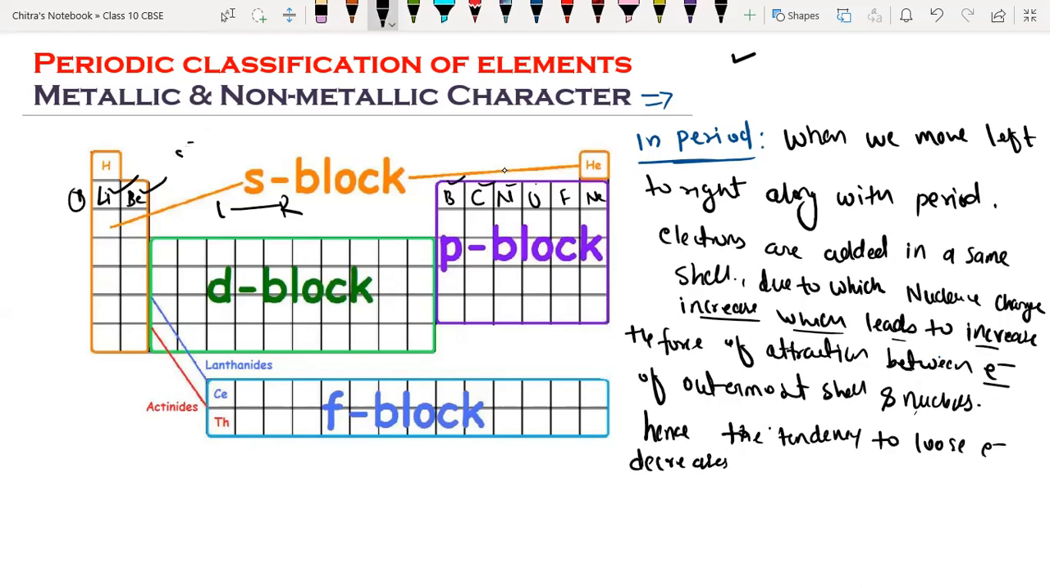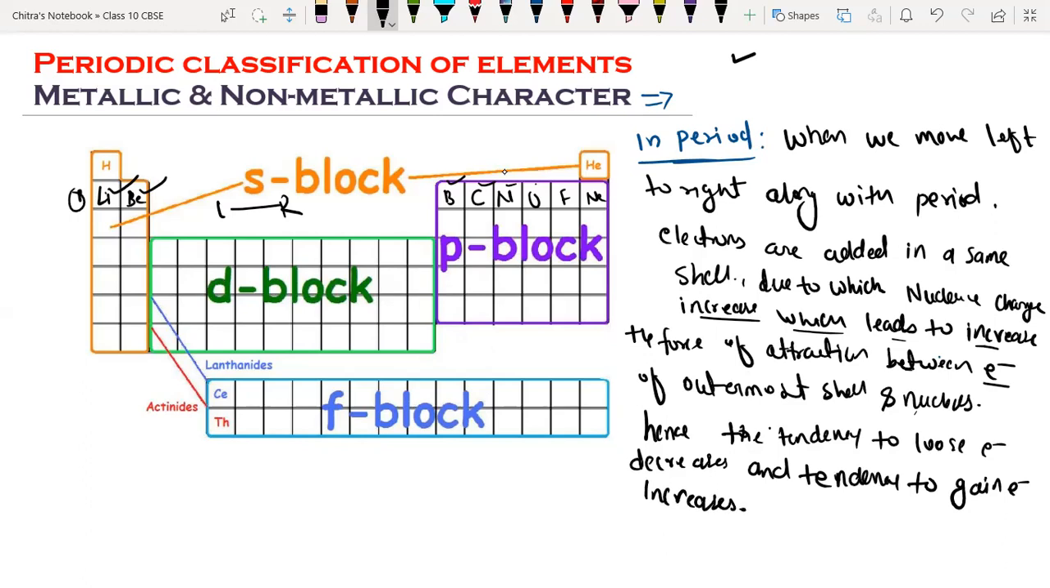It is just the opposite. If the tendency to lose electrons increases, the tendency to gain electrons decreases. One will increase, the other will decrease. Yes, sir. So the tendency to lose electrons decreases and the tendency to gain electrons increases.